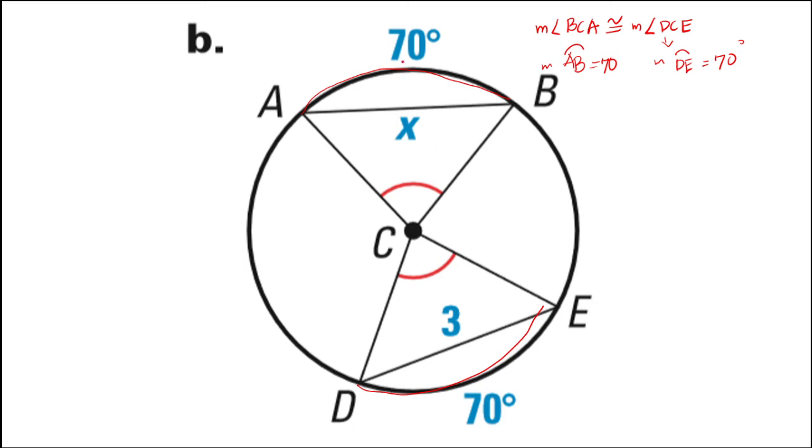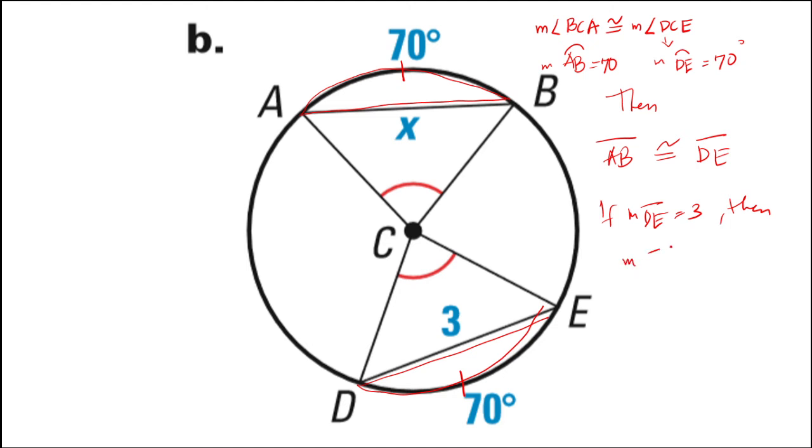So, if that's the case, itong arc congruent, tapos ito central angle congruent. So, ibig sabihin, yung chord ng dalawa ay congruent din. Therefore, chord AB is also congruent to chord DE. So, if the measurement of chord DE is 3, then the measurement of chord AB is also 3. Okay, so x is equal to 3.